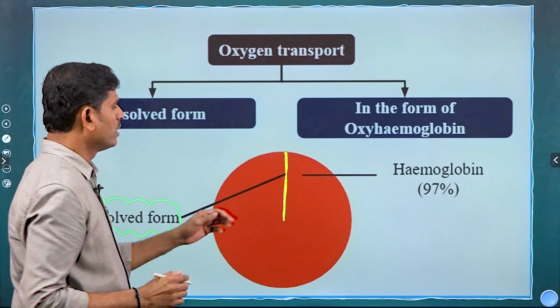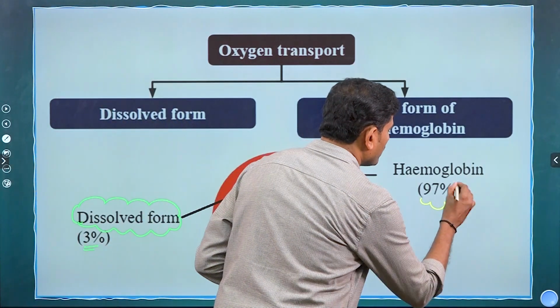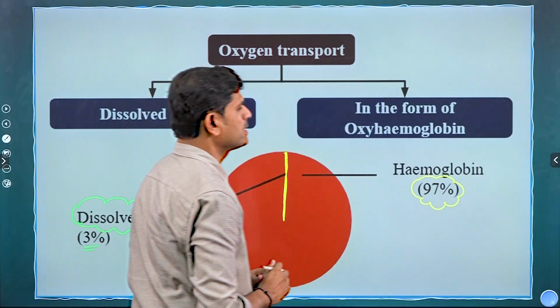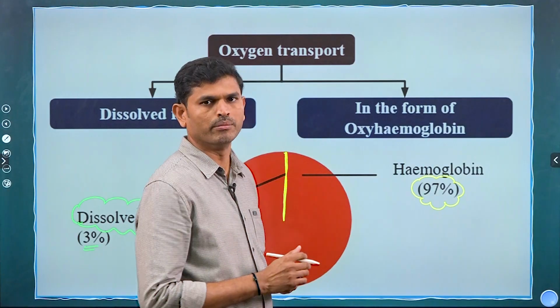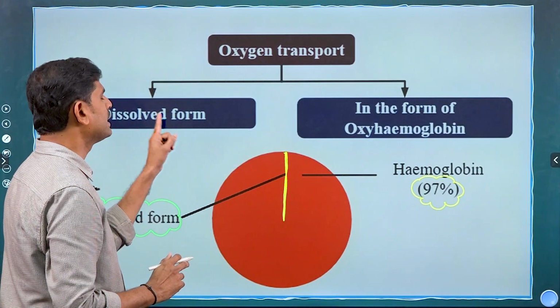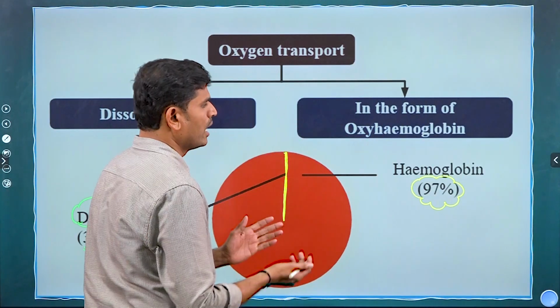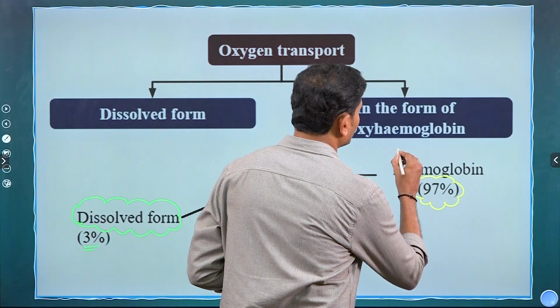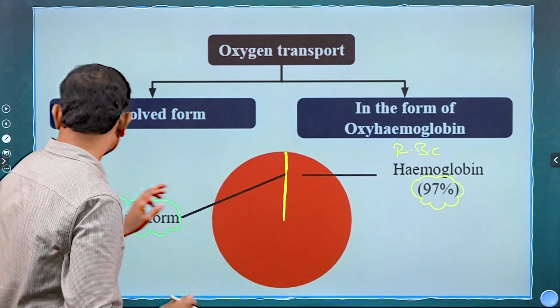Next, the remaining 97% is through the RBC, that is nothing but hemoglobin. So these two methods are the dissolved form and the form of oxyhemoglobin. Oxyhemoglobin is through RBC. Okay, now we can see this.